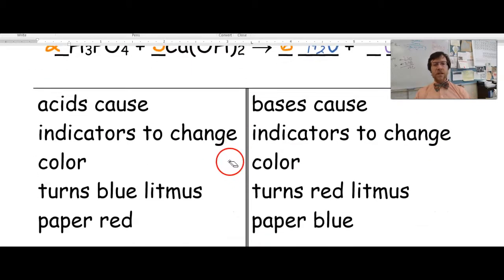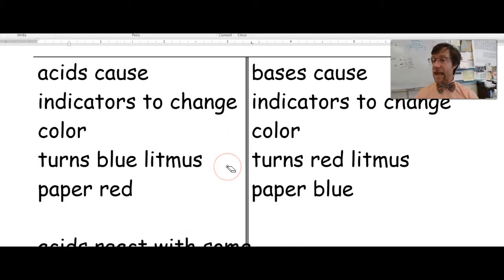So let's do this other thing about indicators. Everybody's seen indicators. They're the things that change color in acidic or basic solutions, like the little strips we test pool water with and stuff. They just change color. Now what we need to know is that acids change indicators' color. Bases change indicators' color.